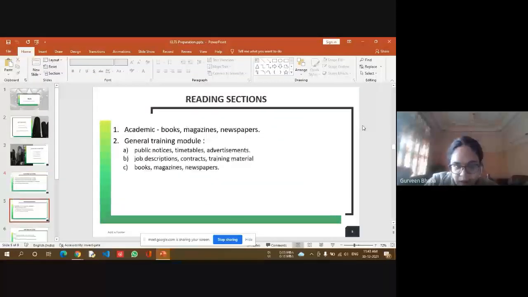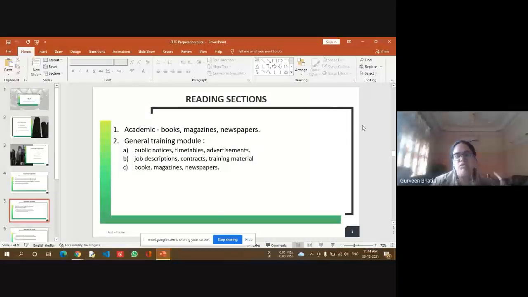Now, what is the reading section all about? When we talk about the academic module, the passages come from books, magazines and newspapers. But when we talk about the general training modules, the passages might come from public notices, timetables, advertisements, job descriptions, contracts, training material. There might be books, magazines, and newspapers from which the passages come. So a particular passage is given, you have to read it and then you have to answer certain questions that are given.